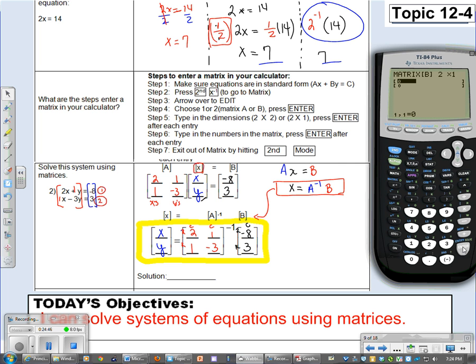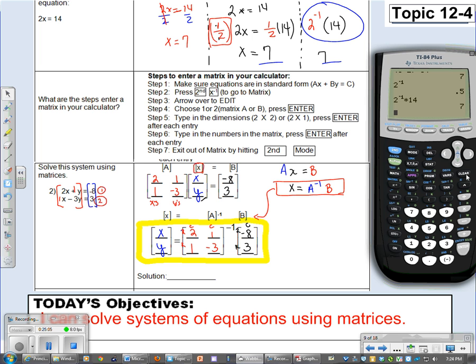Now we can type the numbers into the matrix. Our first number is -8. Press enter. Second number is 3. Press enter. And I will look, and I do have a -8 and a 3 in there. To exit out of matrix, we hit the second and then mode, because right above mode says quit.